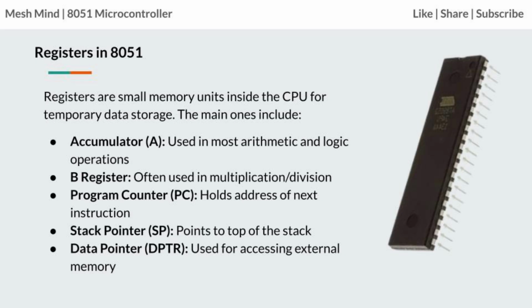And registers in the 8051. Registers are small memory units inside the CPU for temporary data storage. The main ones include the accumulator, used in most arithmetic and logic operations. B register, often used in multiplication and division. Program counter, holds the address of the next instruction. Stack pointer, points to the top of the stack. Data pointer, used for accessing external memory.